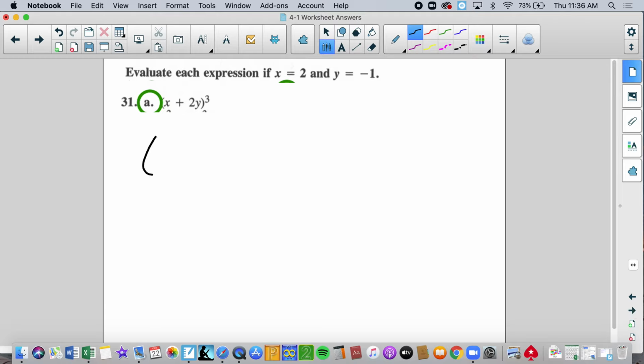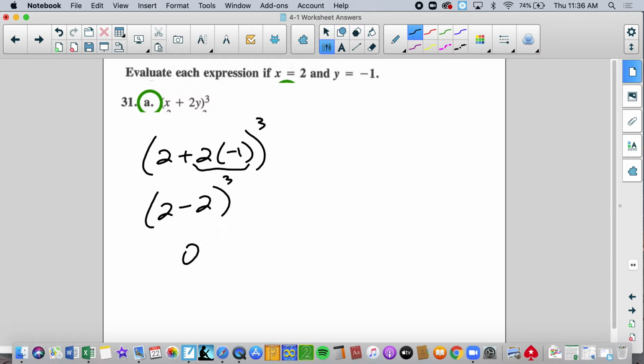And we have x, which is 2 plus 2 times negative 1 to the third. We have to do grouping symbols first. Inside the grouping symbols, we have addition and multiplication. We're going to do the multiplication first. So we have 2 times negative 1, which is negative 2. 2 minus 2 is 0 to the third. That's a horrible 3 right there. And 0 to the 3 is 0 times 0 times 0, which gives us 0.